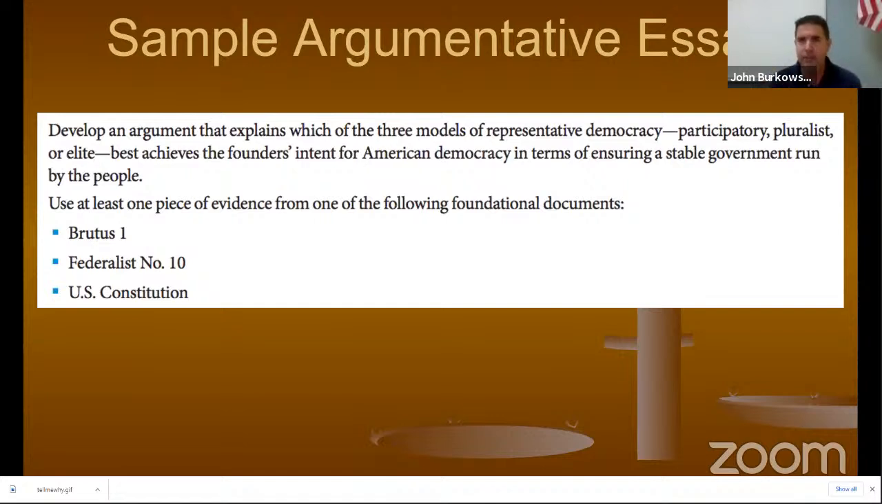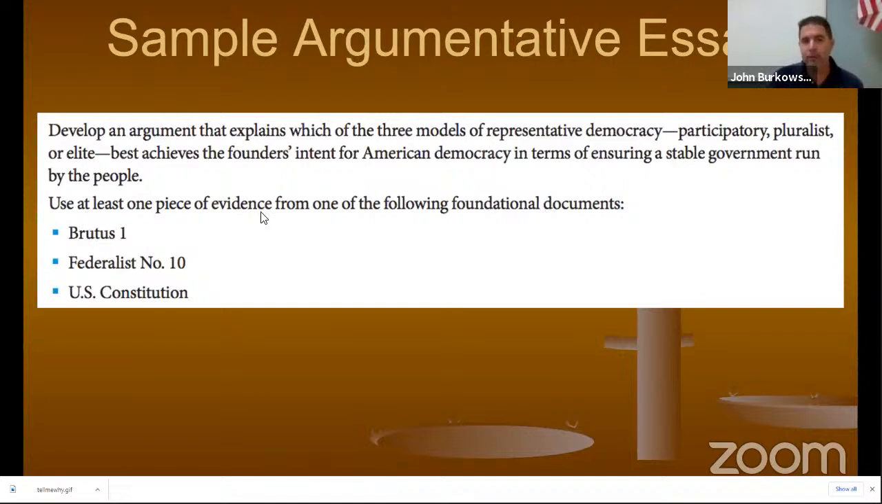So you have participatory, pluralist, or elite: which best achieves the founders' intent for American democracy in terms of ensuring a stable government run by the people. All right, a lot to get in there, right? And then check this out. Here's the next part you're going to see.